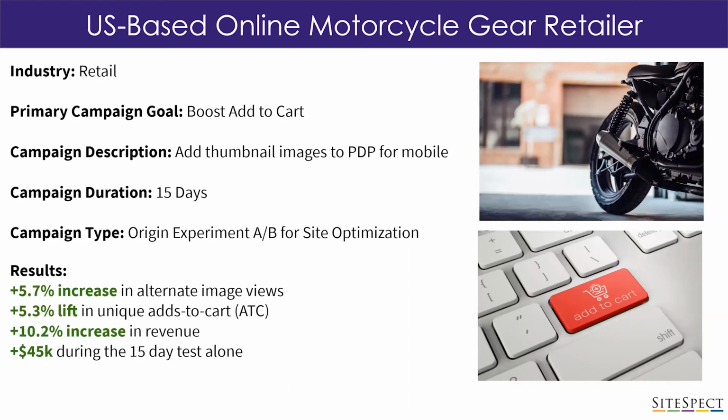Let's look at the results. They had a 5.7% increase in alternate image views, just adding thumbnails. That's all they did, is add thumbnails. They had a 5.3% lift in add to carts, a 10.2% increase in revenue, a $45,000 increase in revenue in just a 15-day test alone. Just 2 weeks, not to mention the rest of the year, right? Let's go to the next slide.